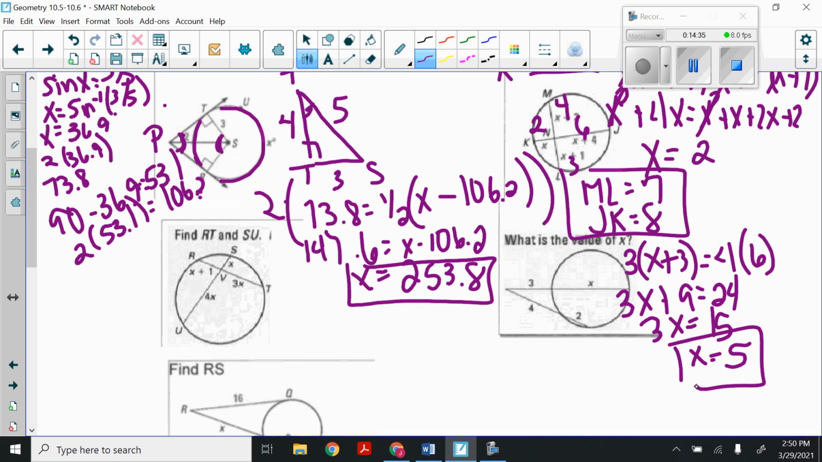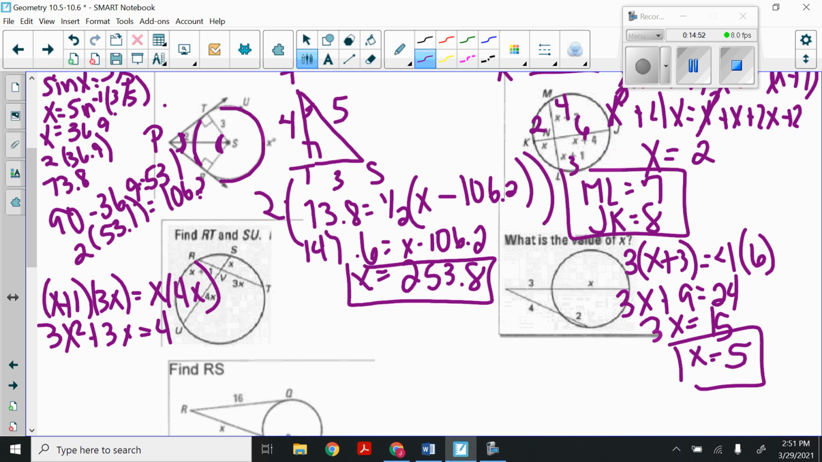All right, so then this one over here, find RT and SU, same type of thing. So my chords multiply together, so x plus 1 times 3x equals x times 4x. So here I have 3x squared plus 3x equals 4x squared. Get everything on the same side. Then I end up with x squared minus 3x equals 0.